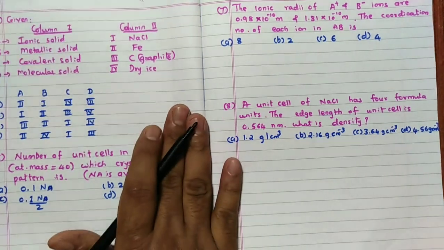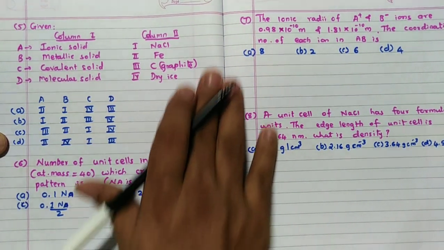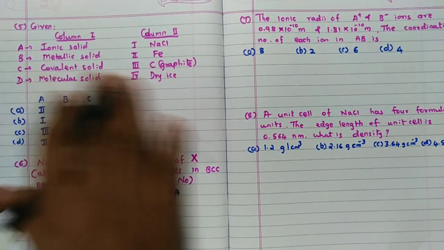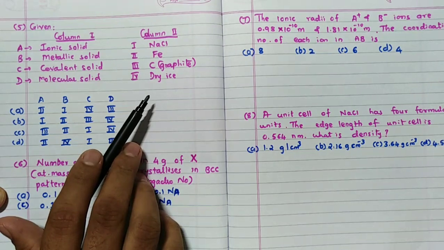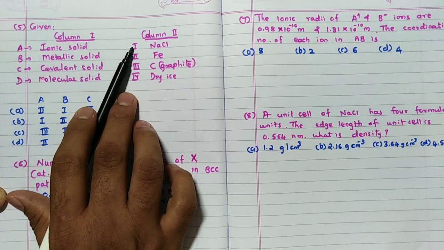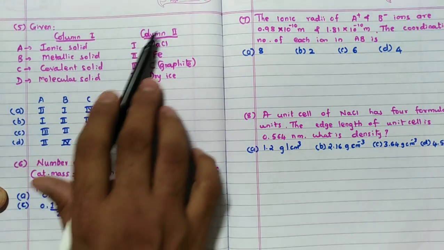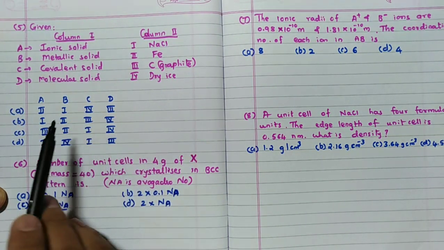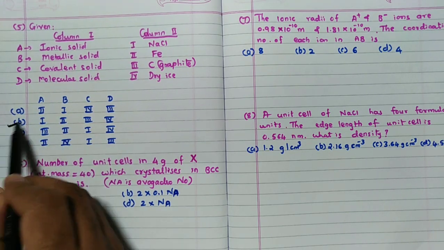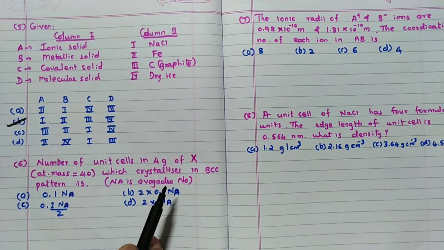Then question number 5. In question number 5, column 1 and column 2 are given, you have to match. See, ionic solid, out of this which is ionic solid? A1. That is NaCl is an ionic solid, so A1. Metallic solid, out of this which is metal? Fe. So B2, A1, B2. Immediately you see the option A1, B2, which means the option is B. So C3 and D4, as it is there.